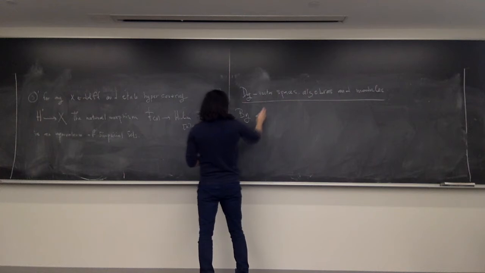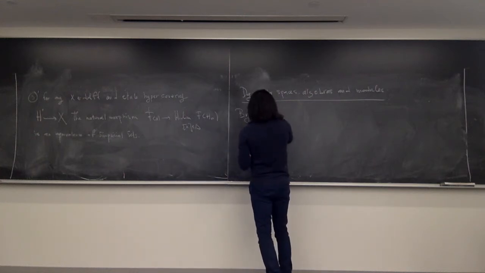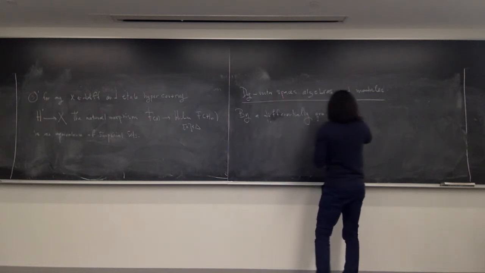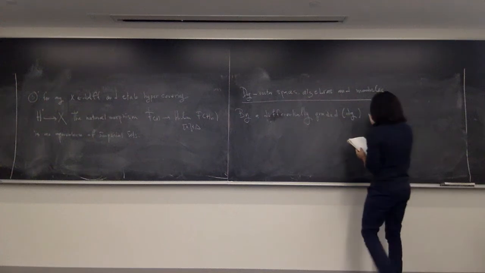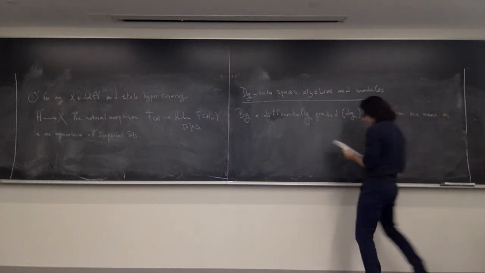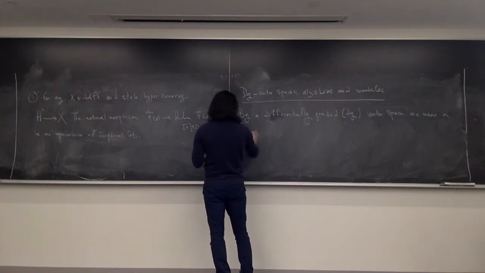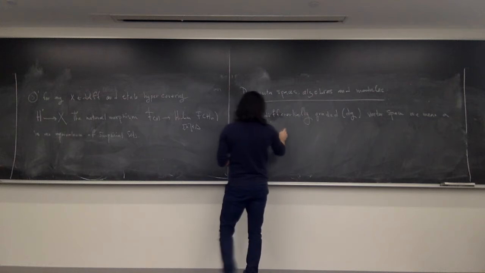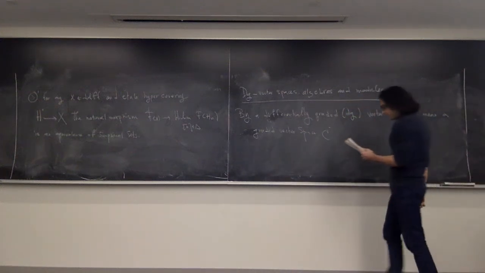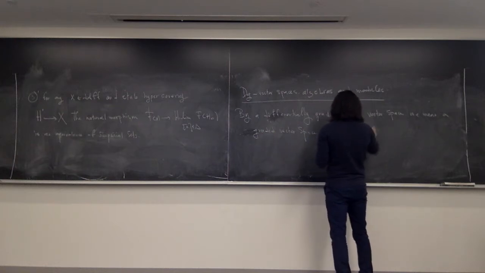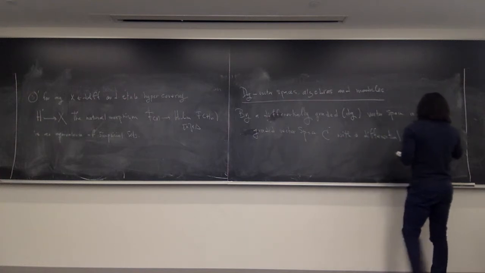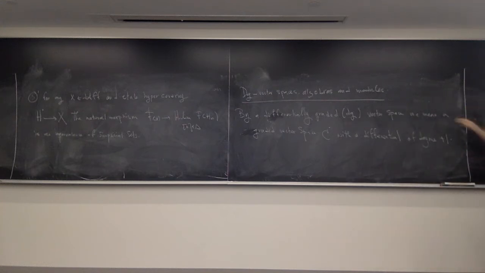By a DG, or differentially graded, which from now on we will call DG, by differentially graded vector space, we mean a graded vector space, let's call it C dot, for instance, graded vector space C dot with a differential of degree plus 1. So I apply the differential to the graded pieces and it shifts their degree by 1.